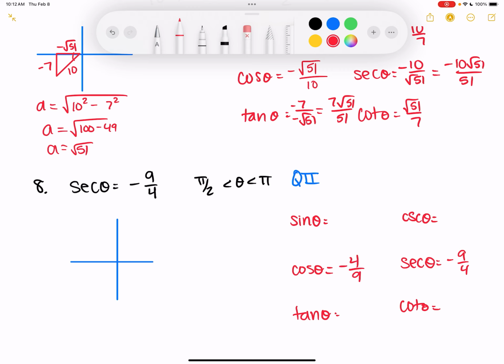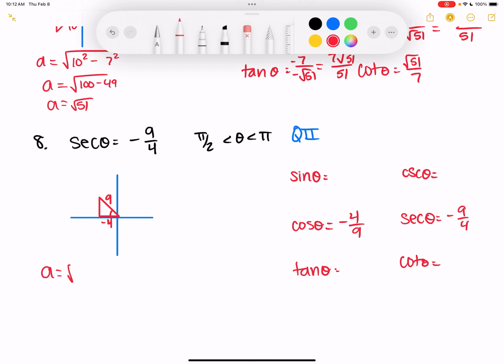So, I know that this is going to be up here, because I'm in quadrant 2. Theta's here, so where do those numbers go? It's on the x, okay, and yes, it is negative, because this is where x is negative. 9's the hypotenuse. Find the other side. A equals the square root of 81 minus 16. Is that 65?